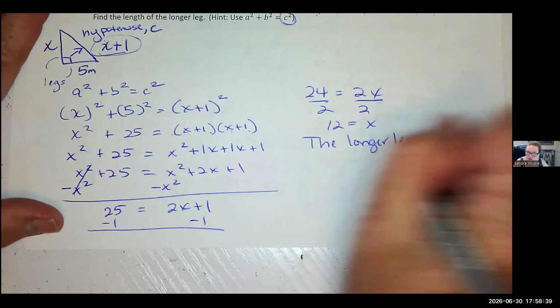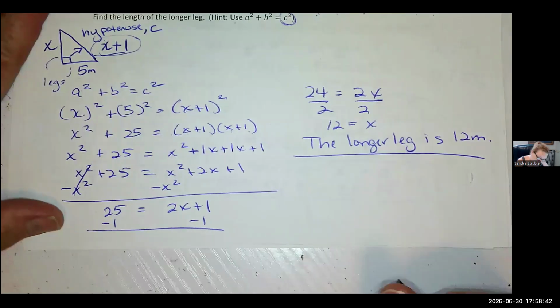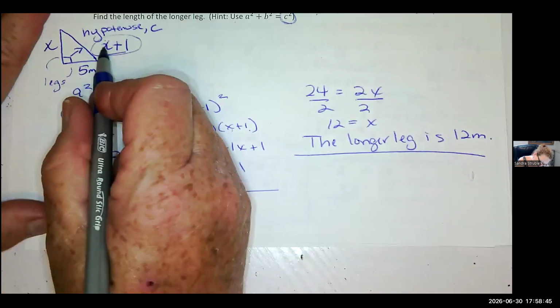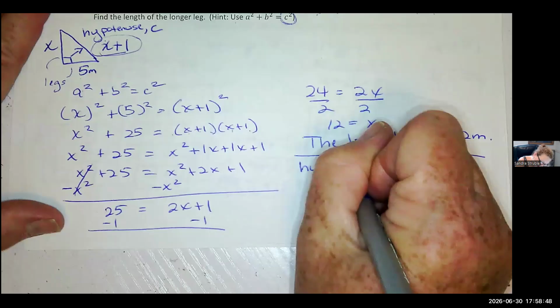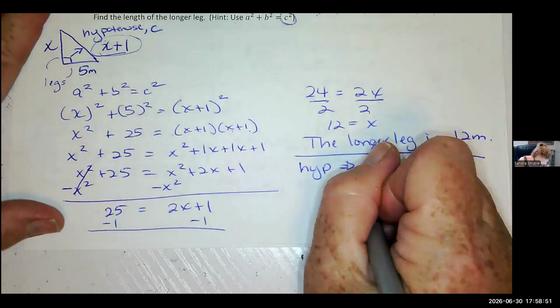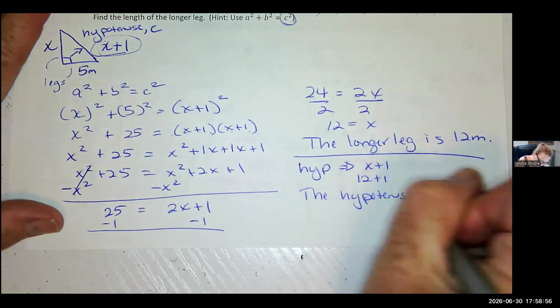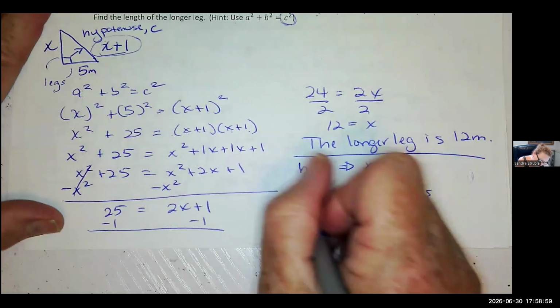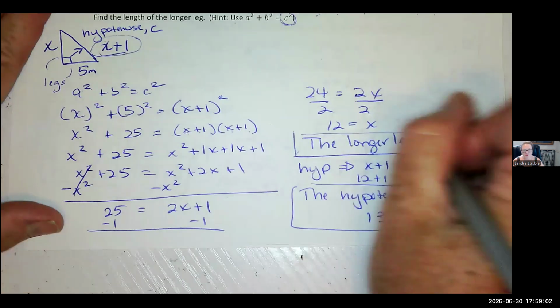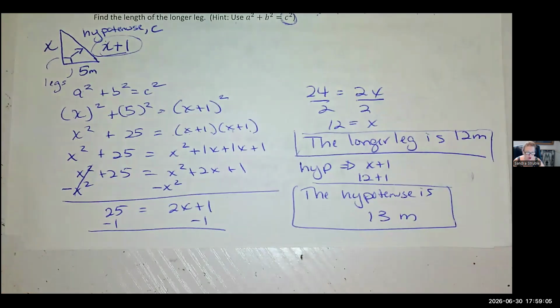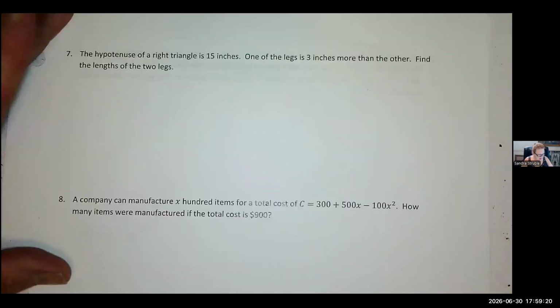What is the hypotenuse? The hypotenuse is X plus 1. Well, X is 12 plus 1, so the hypotenuse is 13 meters. When you take problem solving, statistics, or college algebra, if you are given a word problem, you should always answer with a sentence and the correct unit and correct rounding. Those are the things you're really expected to do. Okay. All right.